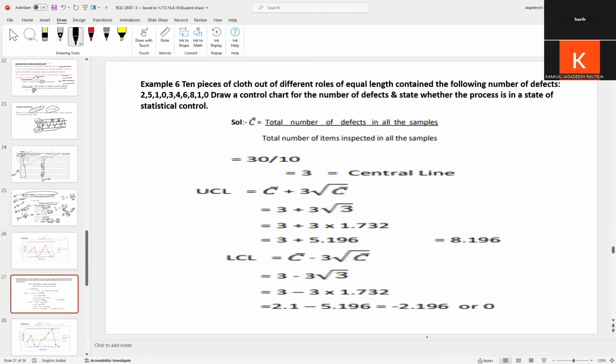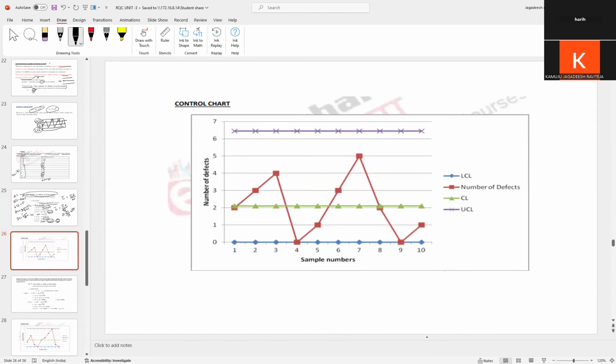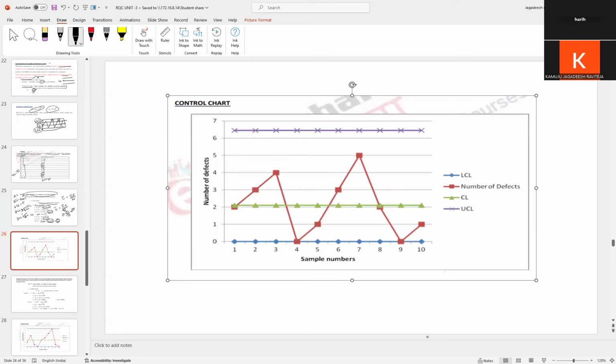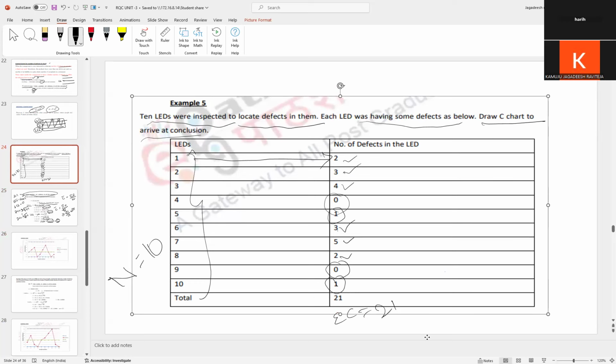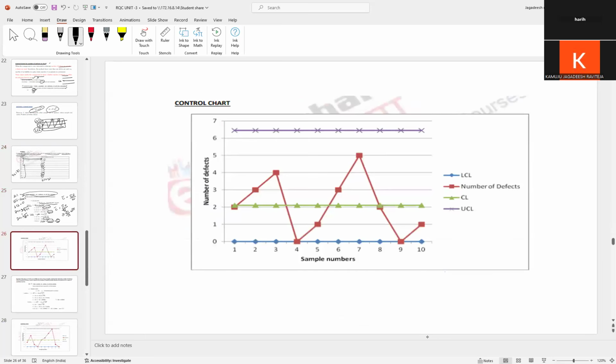So I have chosen 10 samples, from 1 to 10. Next, how many defectives are identified in the first sample? 2 defectives are identified in the first sample. That is, in the first sample, how many items are defective? 2. So for the first LED, we have 2 defectives.